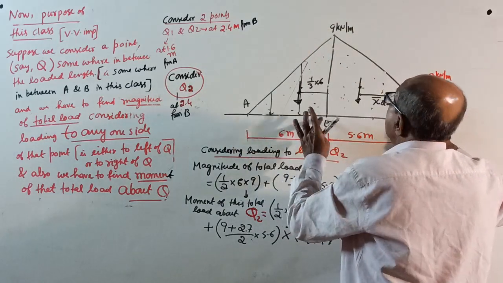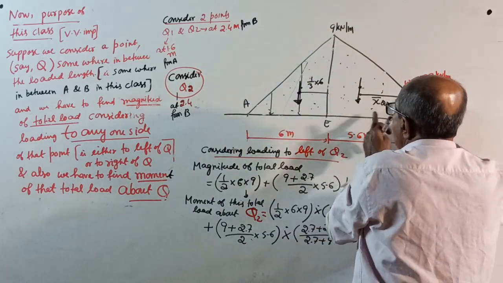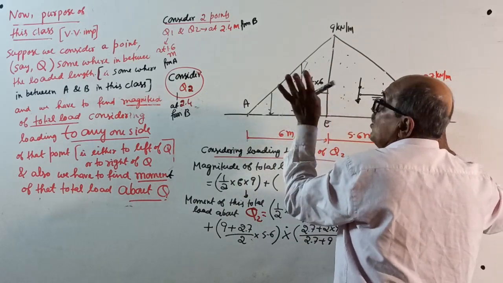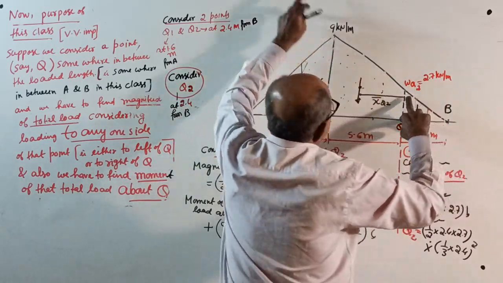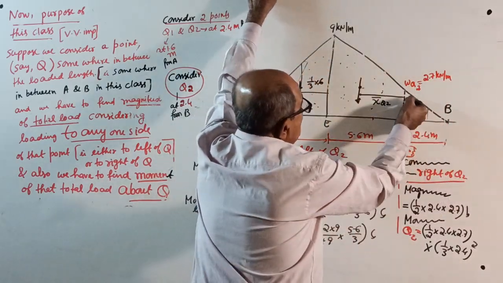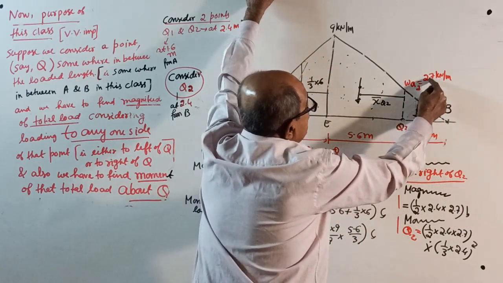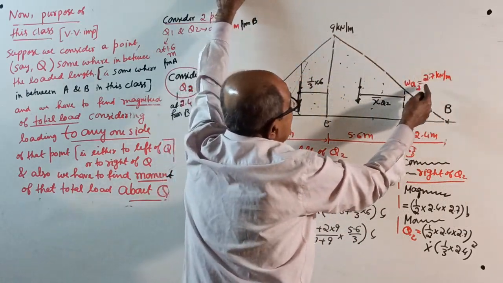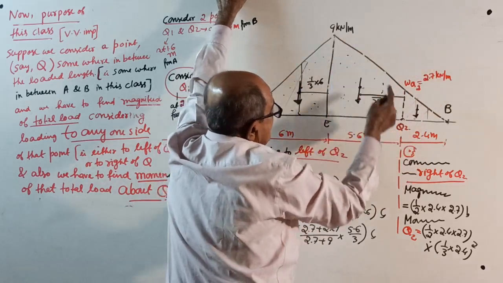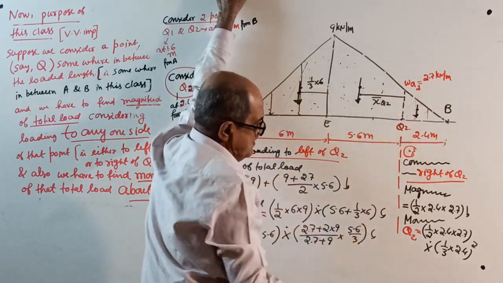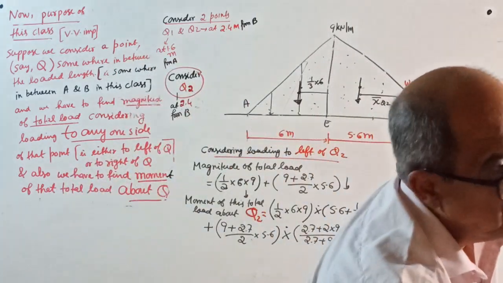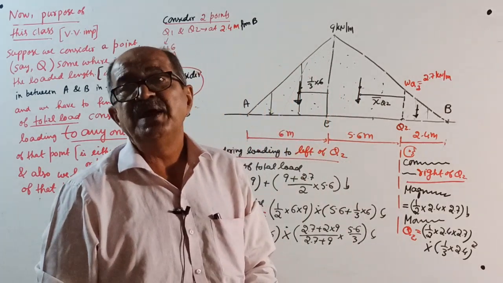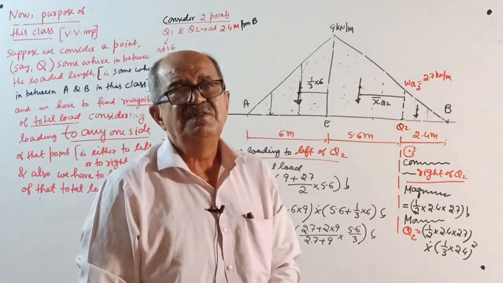Half into 6 into 9 into 5.6 plus 1/3 of 6, and this load 2.7 plus 9 divided by 2 into 5.6 into, from here I want 2.7 plus twice of 9 divided by 2.7 plus 9 into 5.6 by 3 is the answer. Told endless number of times. If I explain, somebody in front of me, they will object. They will tell, sir, this is too much.